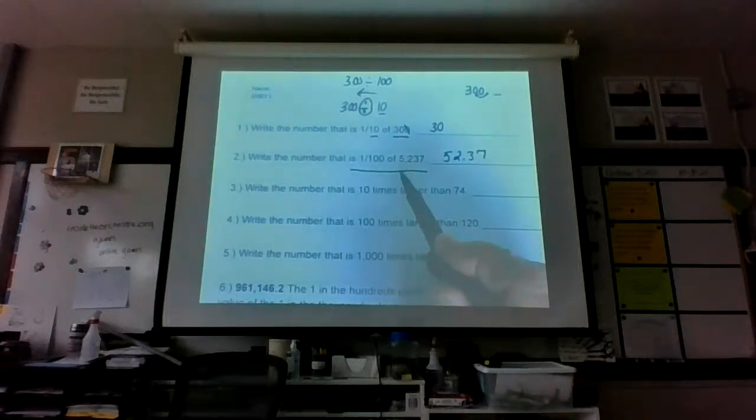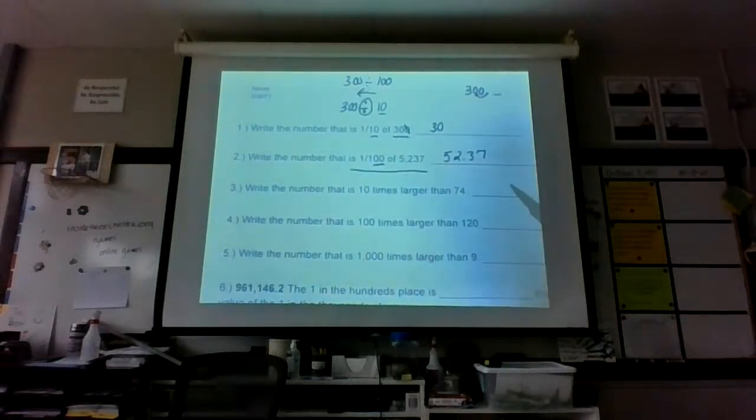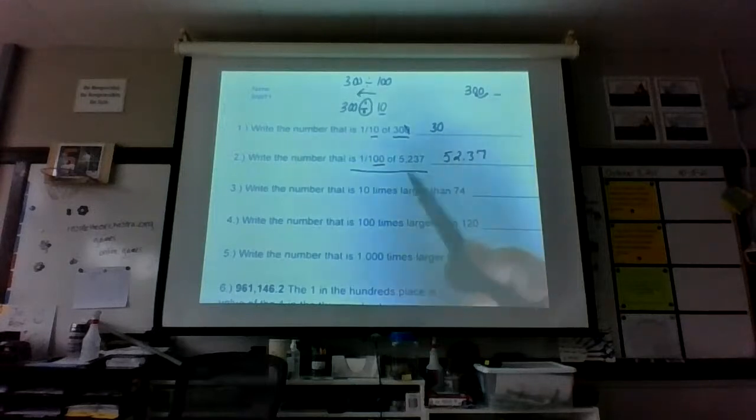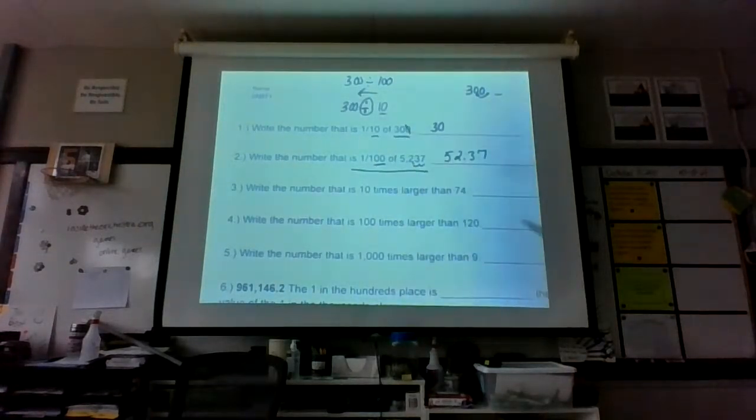1/100th of is the same as saying divided by. How far did we move our decimal point? 2 spots. When we divide, we make the number smaller, so the decimal point moves to the left. We moved it 2 spots and put it between the 2 and the 3. Okay? Now, check this out.